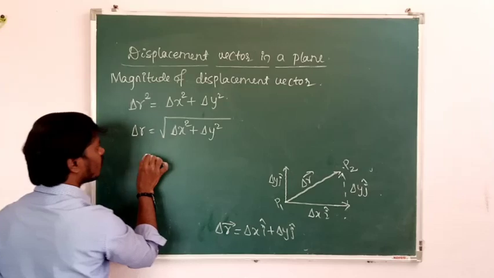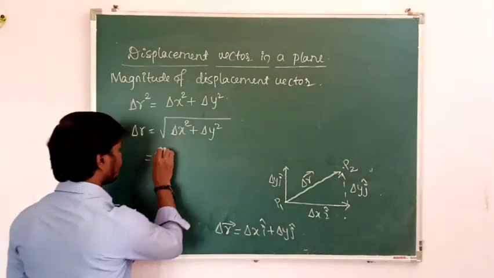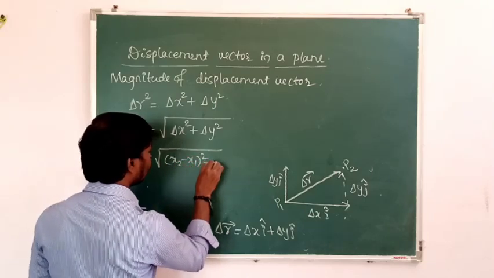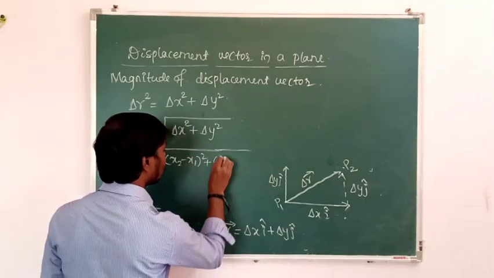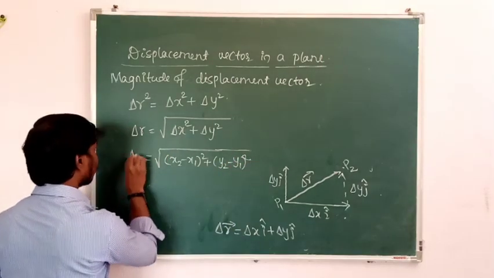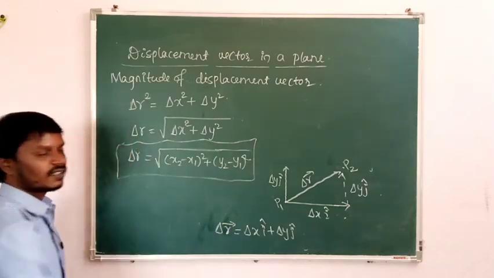Then delta x square means x2 minus x1 whole square. Delta y square means y2 minus y1 whole square. It is the formula used to find the magnitude of the displacement vector in a plane.